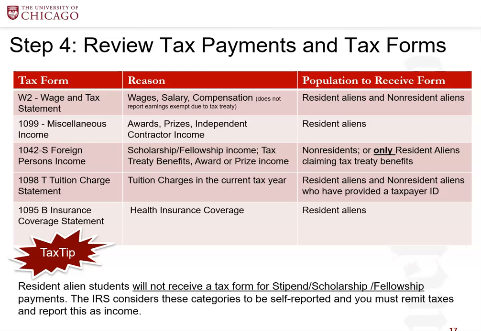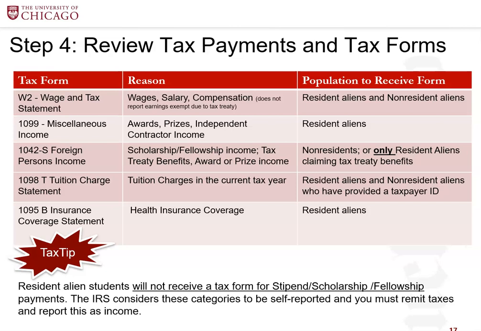1098-T tuition statements, those were issued by the bursar's office, and those would be received by resident aliens and non-resident aliens who had provided a taxpayer ID. 1095-B insurance coverage statements were issued by the benefits office, and those would only be received by resident aliens.